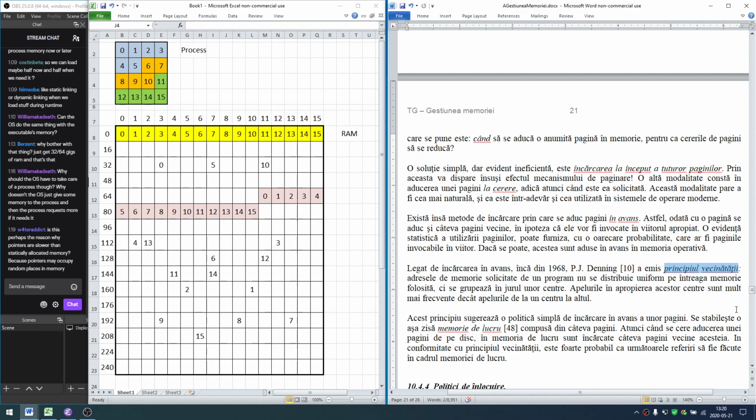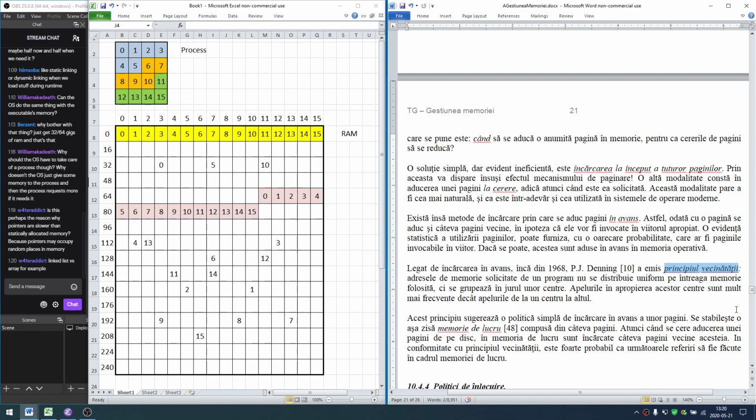Let's see, a question: is this perhaps the reason why pointers are slower? I'm not sure. I would rather say that pointers require extra calculation because statically allocated memory is directly on the stack and it's contiguous. And static memory cannot be really that large. Okay, you're limited.